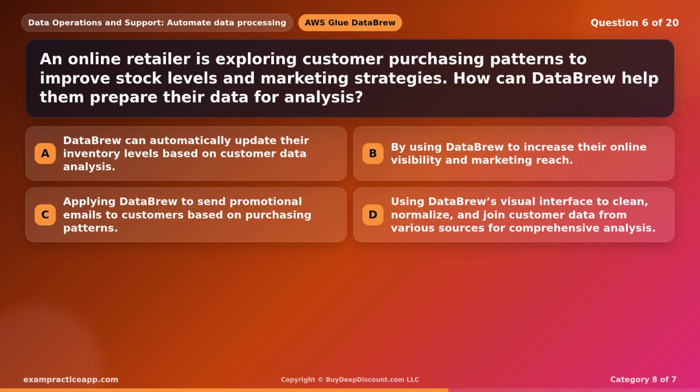Explanation. AWS Glue DataBrew can significantly aid an online retailer by providing a visual environment to clean, normalize, and join customer purchasing data from multiple sources. This preparation is crucial for accurate analysis of purchasing patterns, which in turn can inform better stock level adjustments and targeted marketing strategies.